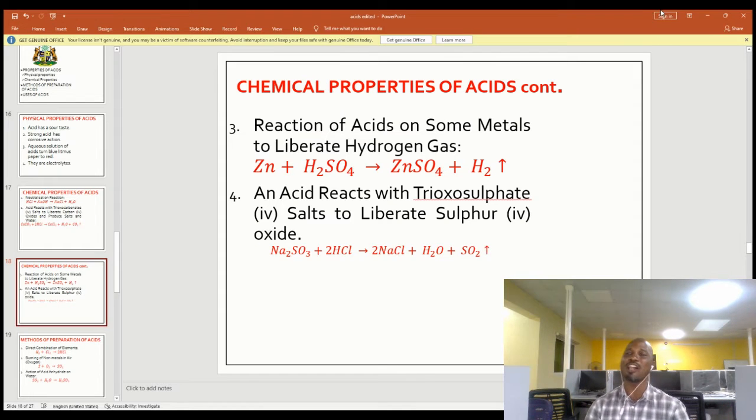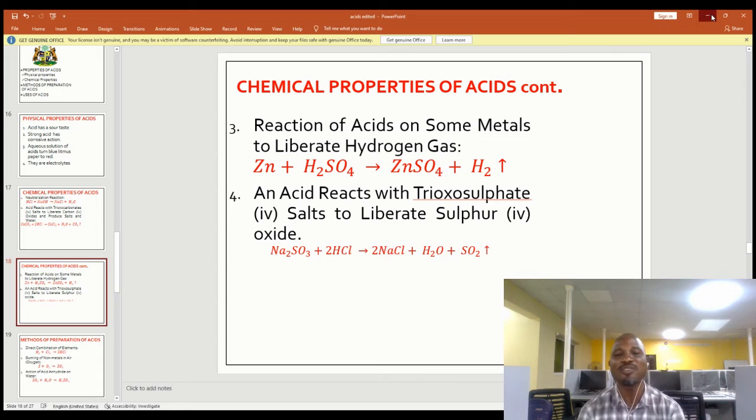Now let's look at other chemical properties of acid. Acids react with some metals to liberate hydrogen gas. Yes, the word some is very, very important because not all metals will react with acid to liberate hydrogen gas. Now, what are the metals that can liberate hydrogen? They include metals like sodium, potassium, generally metals that are above hydrogen on the activity series. Remember, metals like copper, platinum, silver, and gold are below hydrogen on the activity series, so they cannot liberate hydrogen in this kind of reaction.